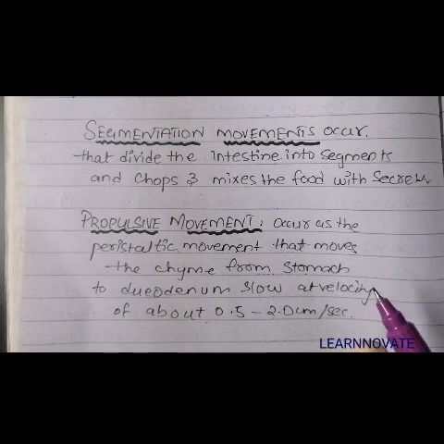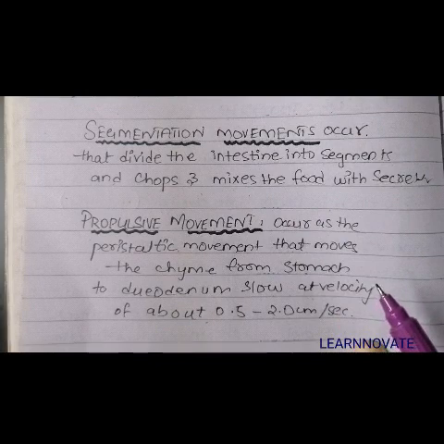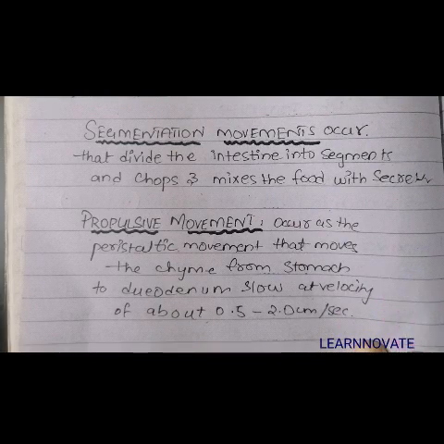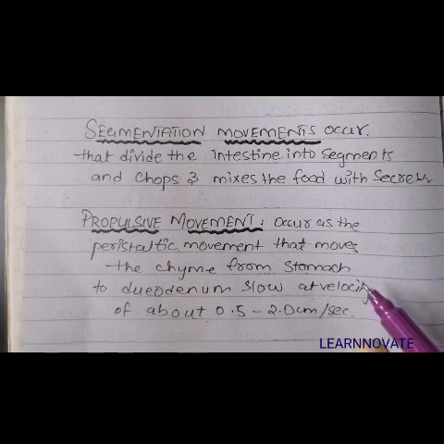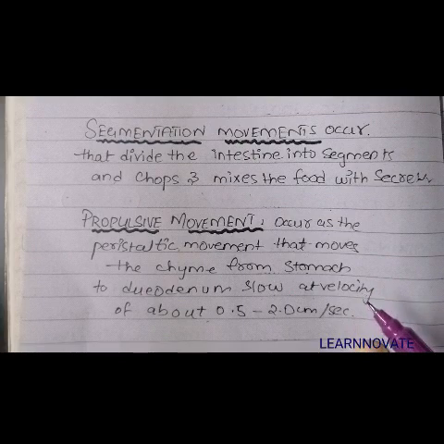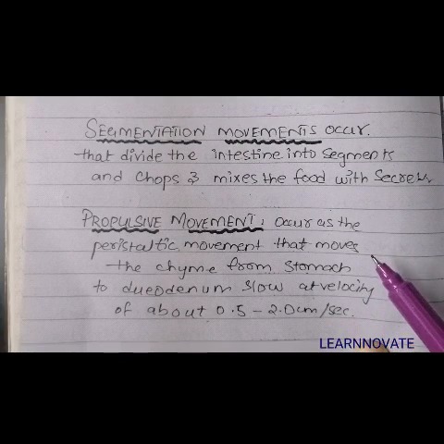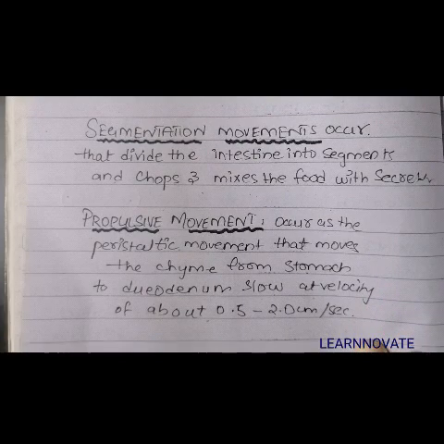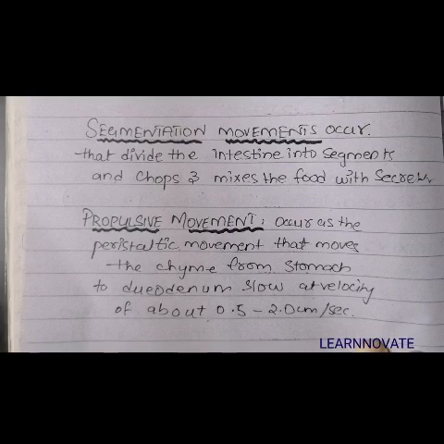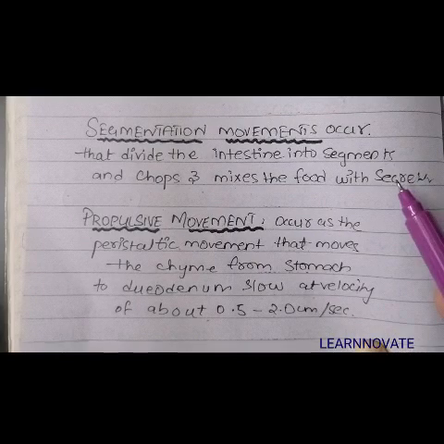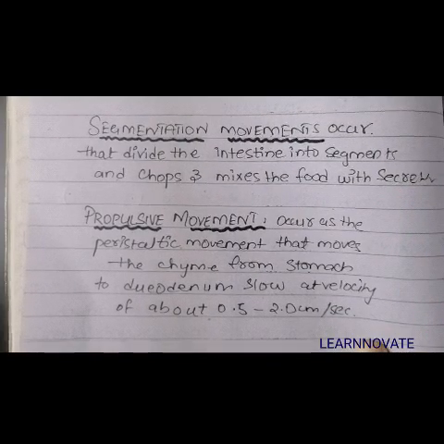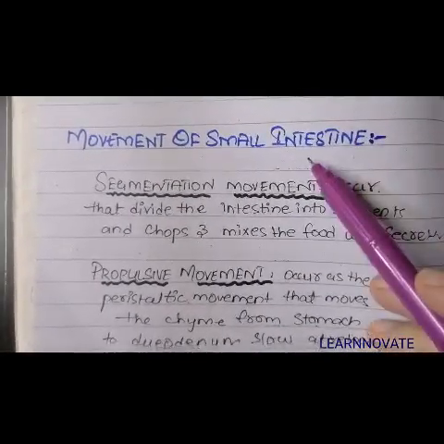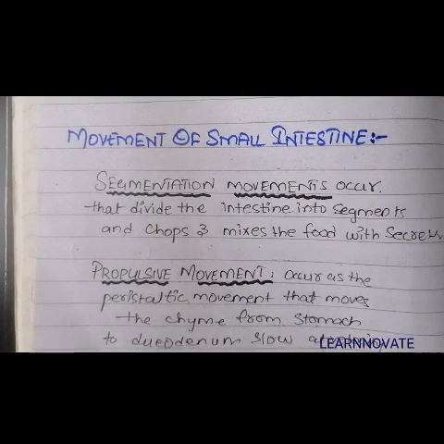The second movement we can see in the small intestine is the propulsive movement, which occurs as a peristaltic movement that moves the chyme from the stomach through the duodenum at a slow velocity of about 0.5 to 2 cm per second. So the propulsive movement is important for moving the chyme, and the segmentation movement is important for the mixing of the food. These two movements are provided by the small intestine and are called the movements of the small intestine.